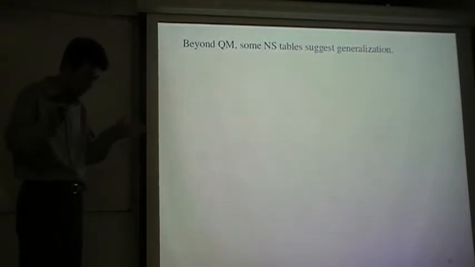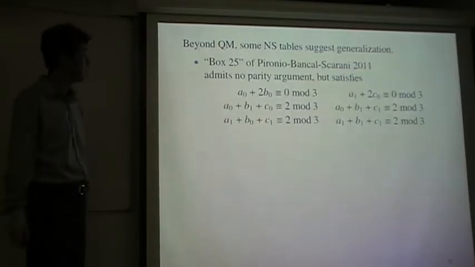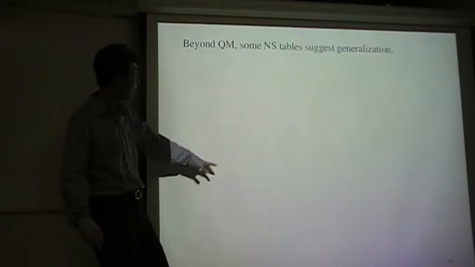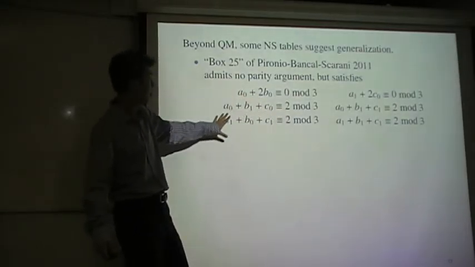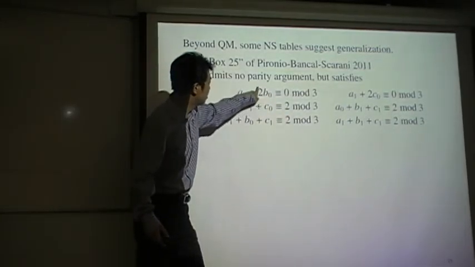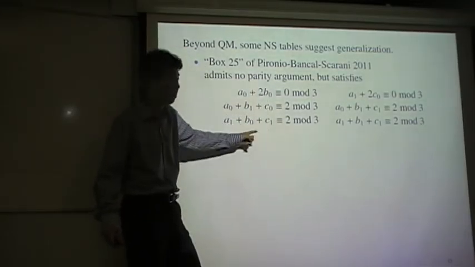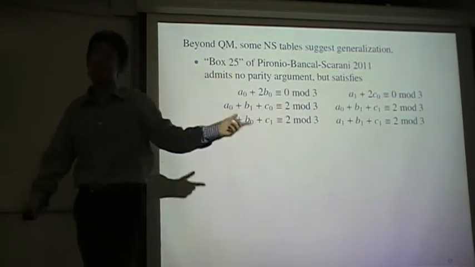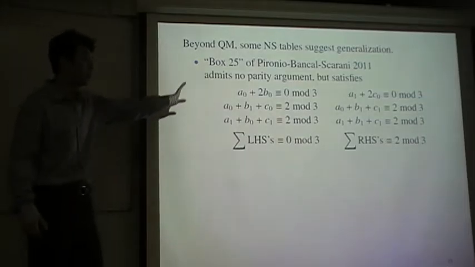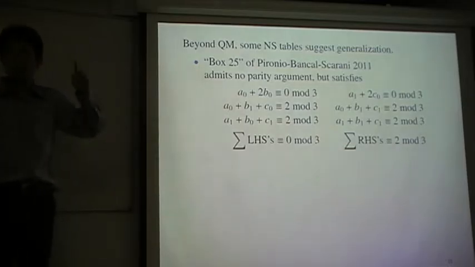If you look at the quantum information literature, there are some non-signaling tables that don't really admit the parity argument, but still satisfy something like this. Each variable occurs three times, counting this twice, so the left-hand side cancels out mod 3, but the right-hand side adds up to 8, which equals 2 mod 3, so it's inconsistent again. This suggests the need for generalization.